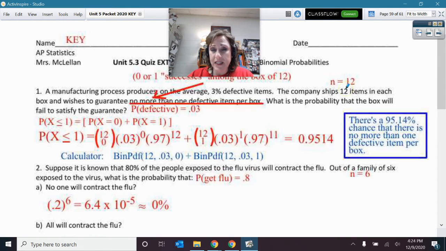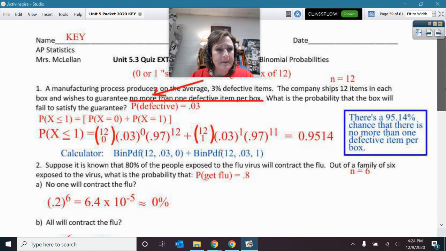Now there's 12 items in a box. So n is 12. So we've got 12 with 0 defective items plus 12 with 1 defective items. So that's a PDF with 0 defective items and a PDF with 1 defective items. The reason it's binomial is because we had out of 12 in each box. So that's what I put in my calculator, and that's 95.14% chance.